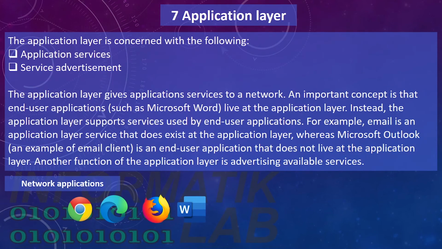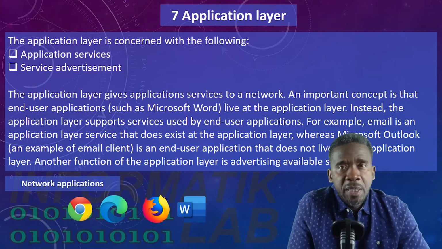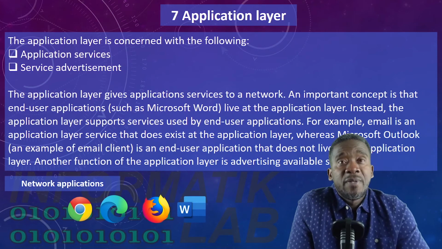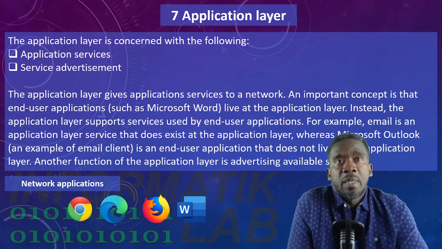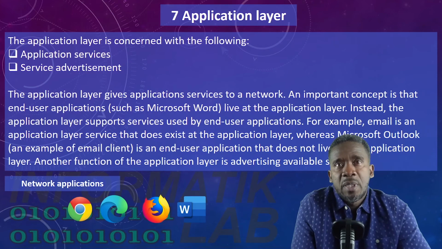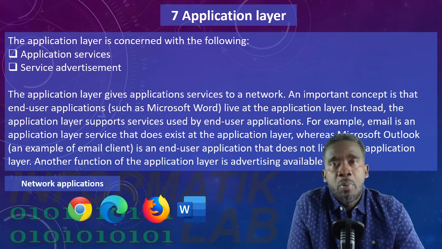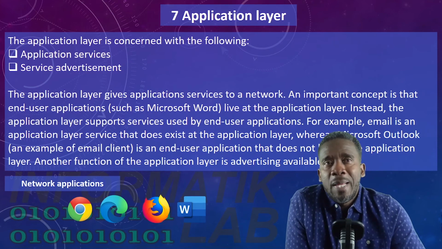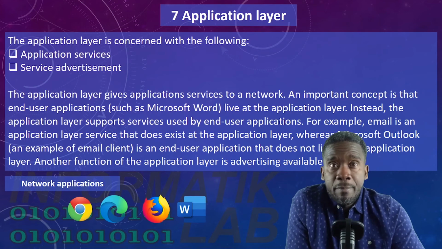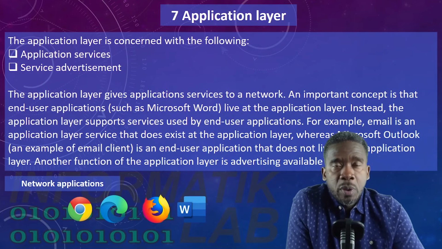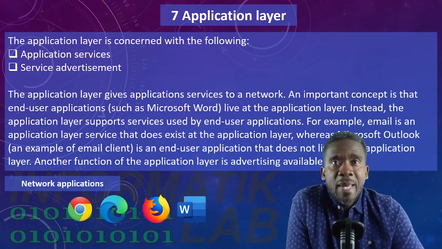All right, so now we are on the application layer, the last one. The application layer is concerned with the following: application services and service advertisement. Okay, the application layer gives application services to a network. An important concept is that end user applications, such as Microsoft Word, do not live in the application layer. Instead, the application layer supports services used by end user applications.